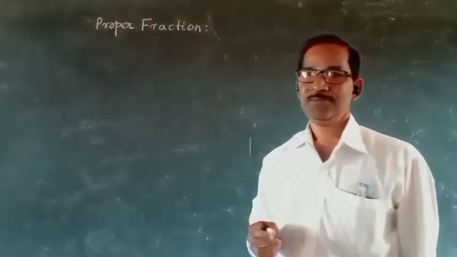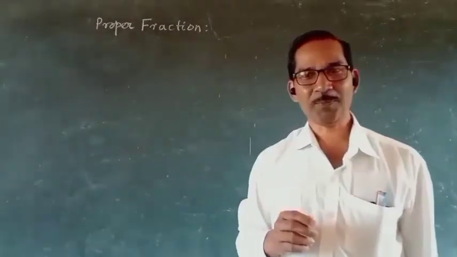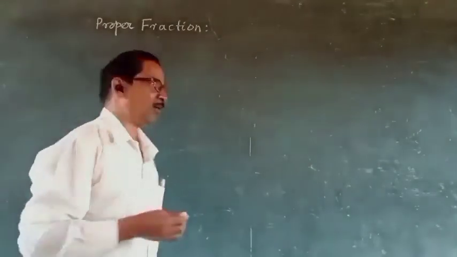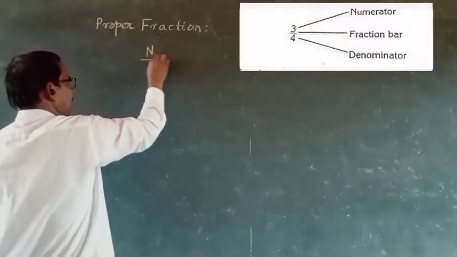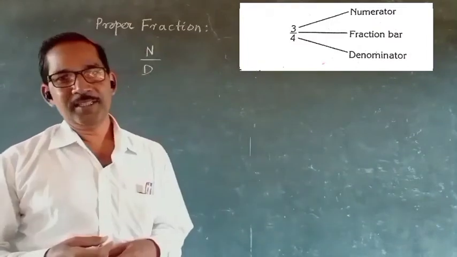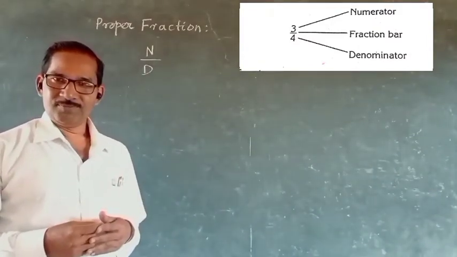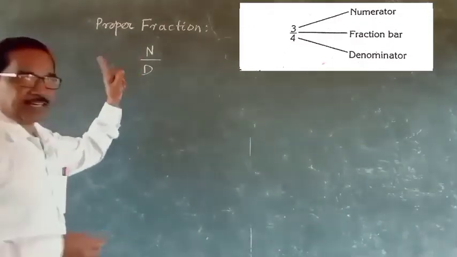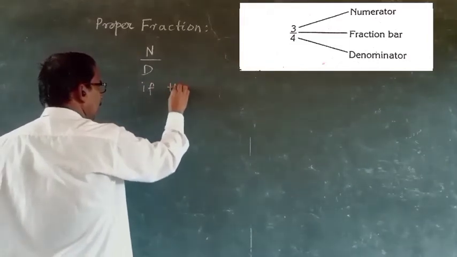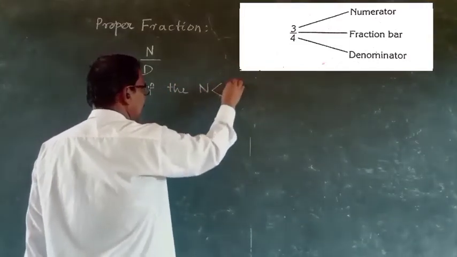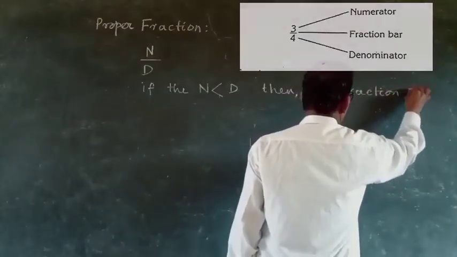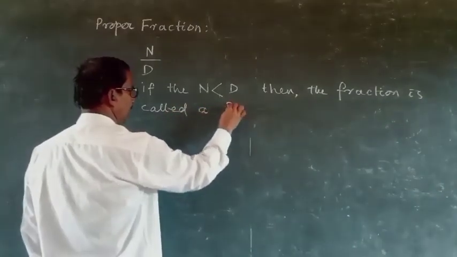Now I am telling you about what a proper fraction is. We write the fraction in the form of a numerator upon a denominator. So this is the way we write a fraction. Okay? In this fraction, if the numerator is less than the denominator, then the fraction is called a proper fraction.